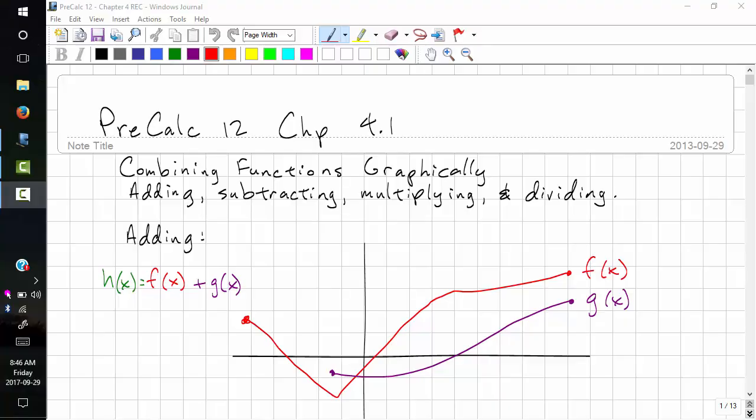This is PreCalculus 12, Chapter 4.1. We're going to be looking at combining functions. We're going to start off doing this graphically. We're going to do adding, subtracting, multiplying, and dividing. Let's look at adding.